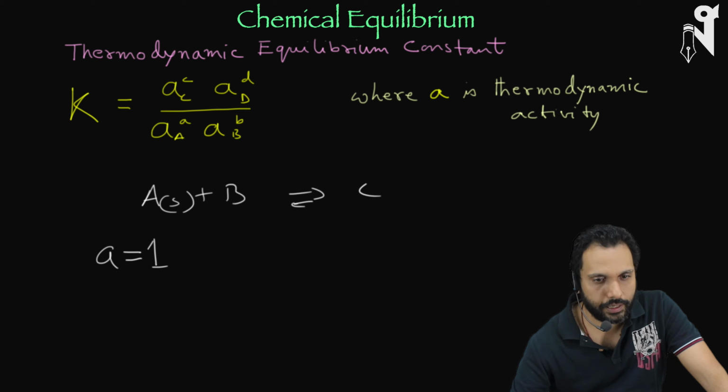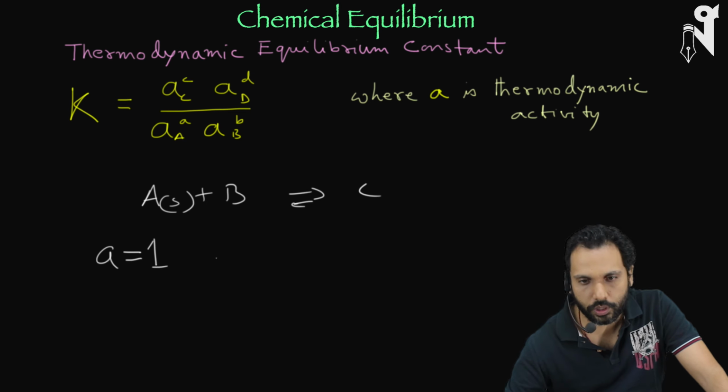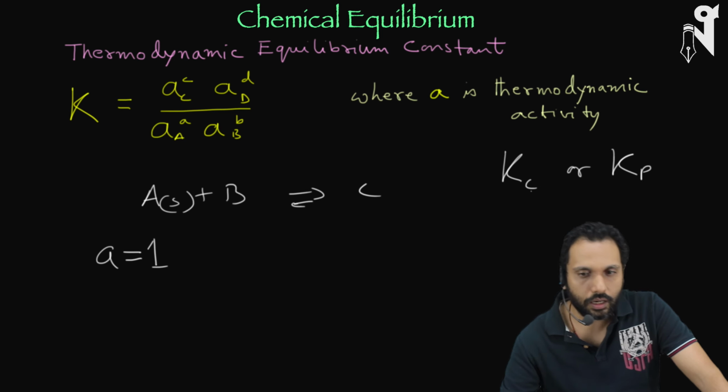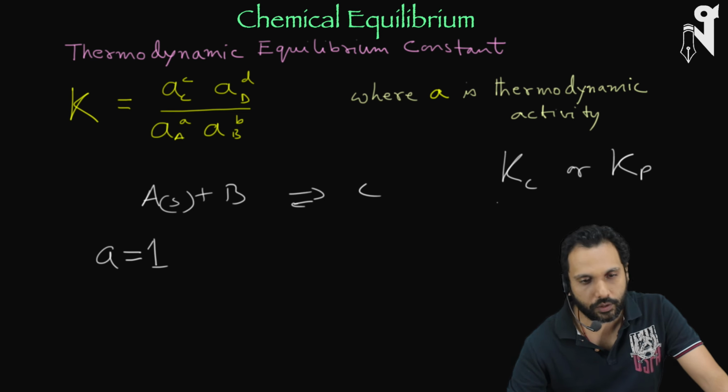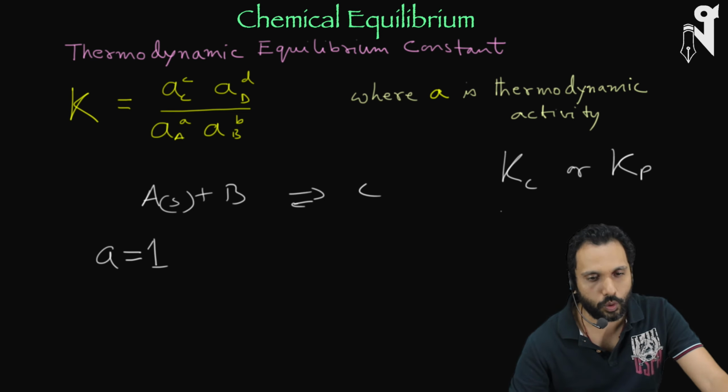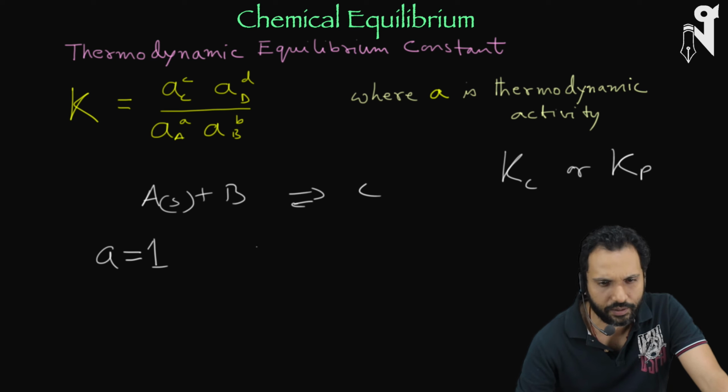And hence you don't report it, you don't write it in the calculation of Kc or Kp or anything. The value for that particular reactant or product will be taken as 1. What is the reason for that?